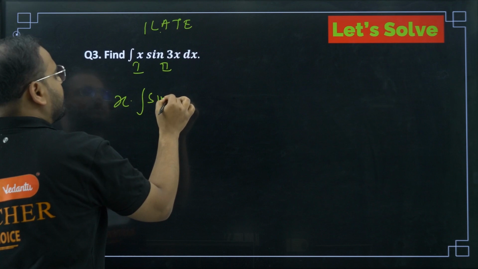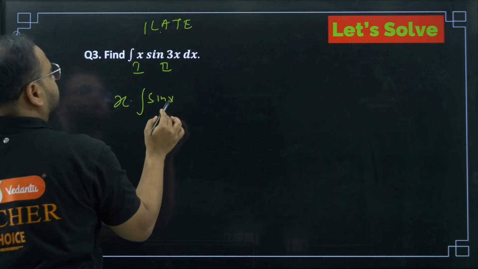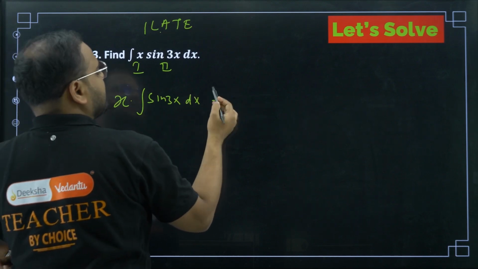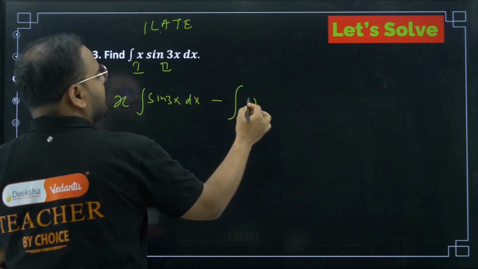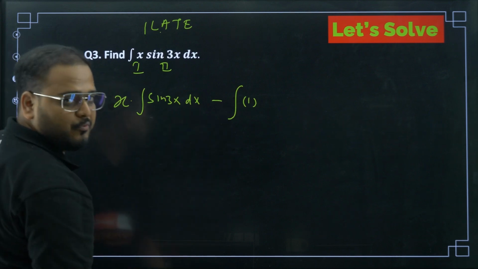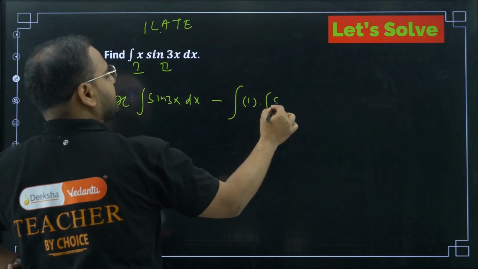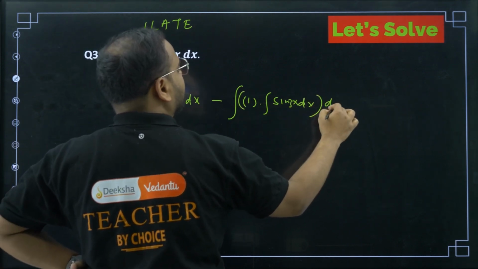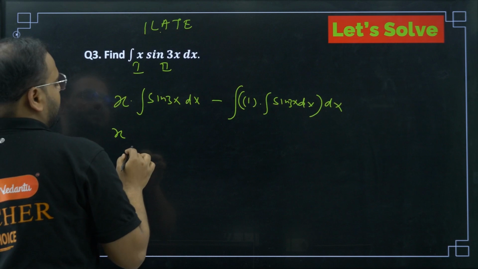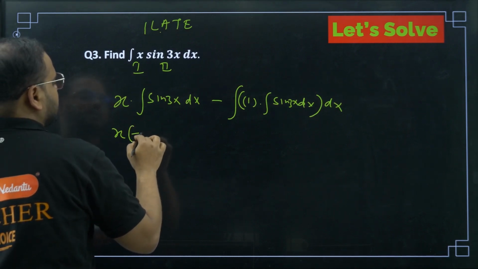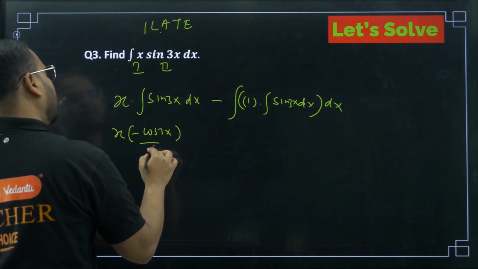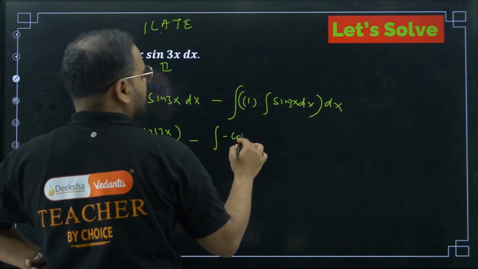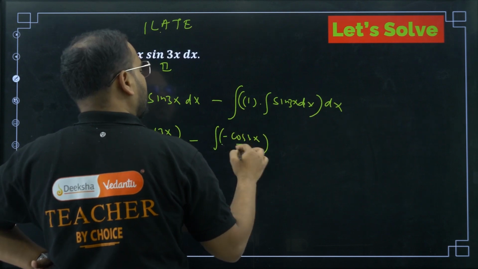Integrate what? Second one with dx, minus differentiate the first one. So simply 1, right? Differentiation of x is simply 1. And then what? Integrate again sine 3x with dx and this whole thing with again dx for the second integration. This will be minus cos 3x upon 3. And minus, this will be what? Integration of minus cos 3x upon 3 dx.